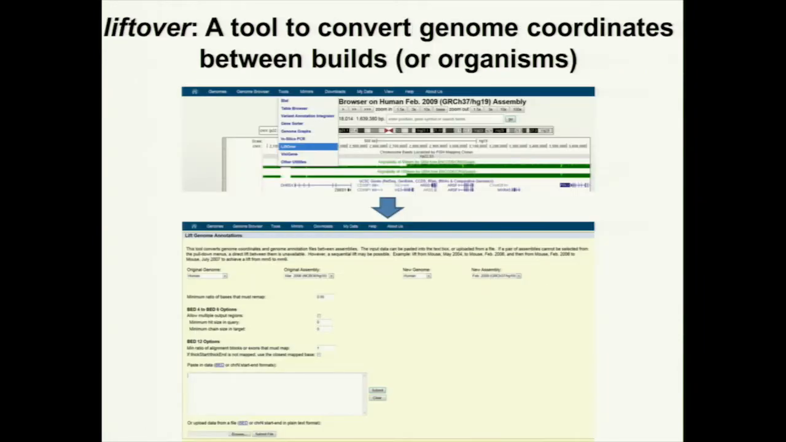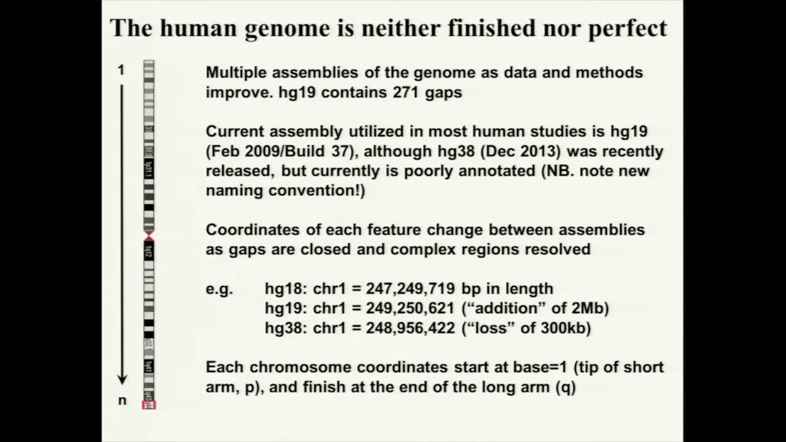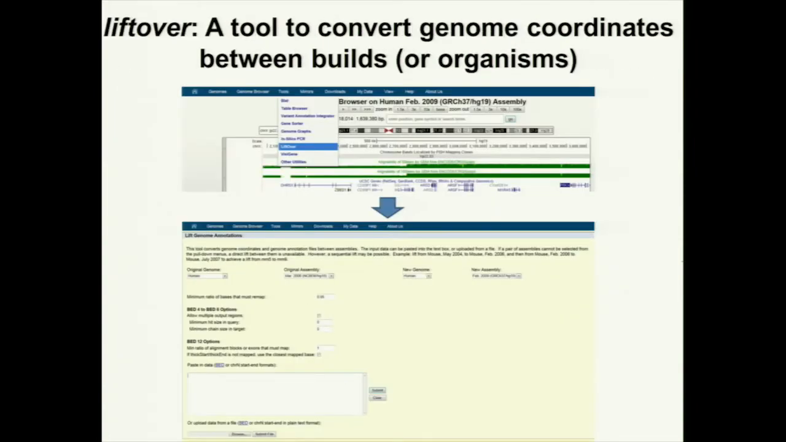If you ever do want to work between different builds, so say you're using HG19 and a friend of yours is using an older or newer build and they send you coordinates, luckily there are very easy tools called liftOver. You can access these either as a command line function, where you can download the scripts, or directly through the UCSC Genome Browser. You can just plug in your coordinates, say this is the build I'm working in, I want output coordinates in this build, and it will instantly convert those for you.